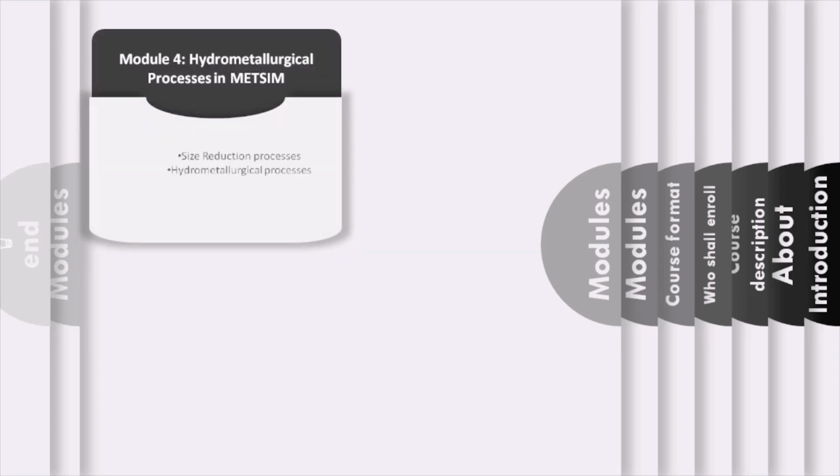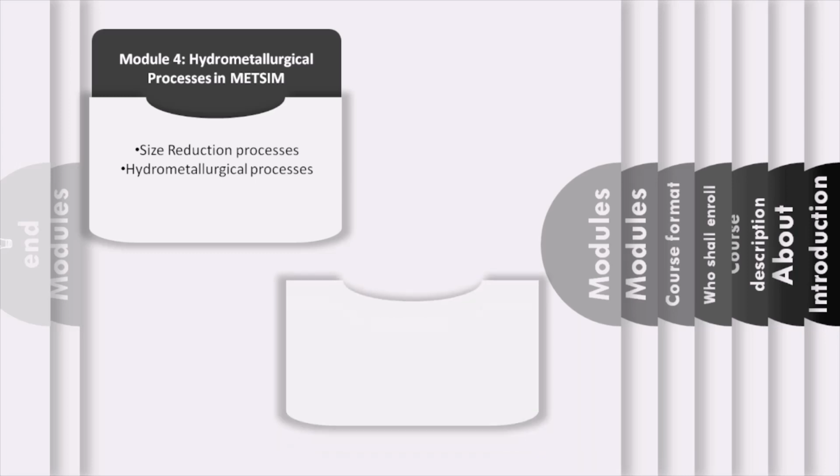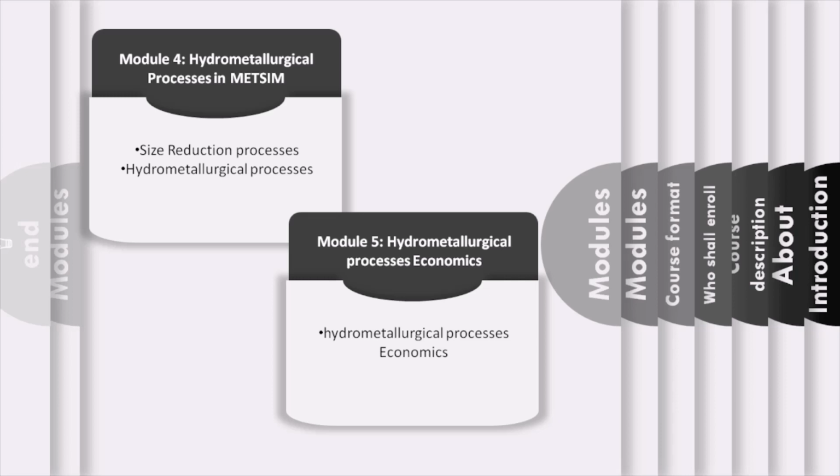Then we'll move on to the hydrometallurgical processes that are found in METSIM. We'll do a lot of examples on how to actually use METSIM to make life easier in the hydrometallurgical sector. We'll then venture into process economics for the hydrometallurgical circuits. This is meant to see whether or not our processes are actually feasible wherever we are.